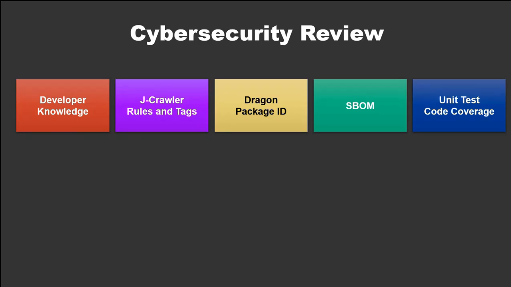So we now have a lot of different sources of truth. We have the developer knowledge. I work on this repo every day. That is inherently part of the information. I kind of know where some of the skeletons are buried, and I know what things we're using. I'm going to use jcrawler to use my rules and tags to help sort things. I'm going to use Dragon to help identify packages. I might use tools like SBOM that were already discussed. And I also want to combine my unit test code coverage.